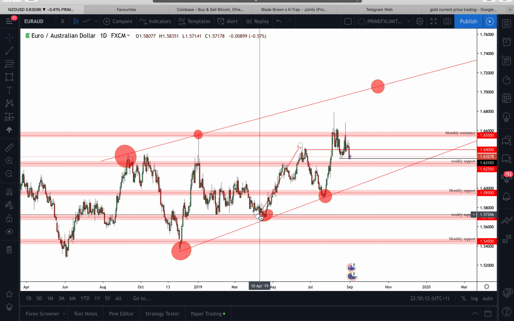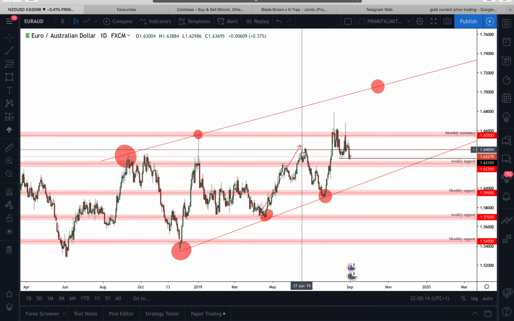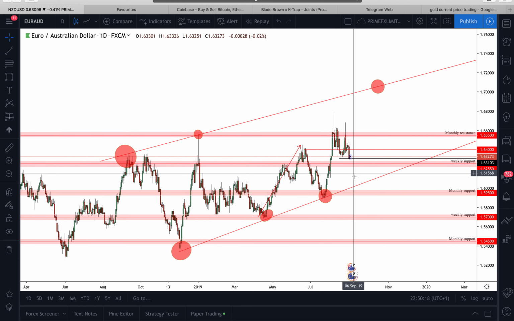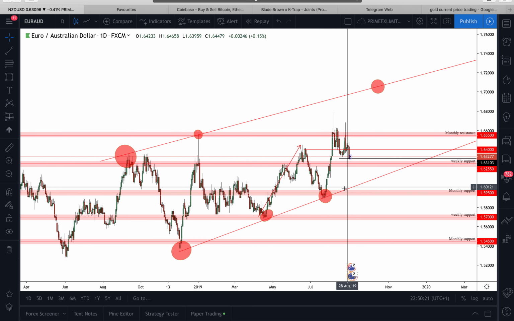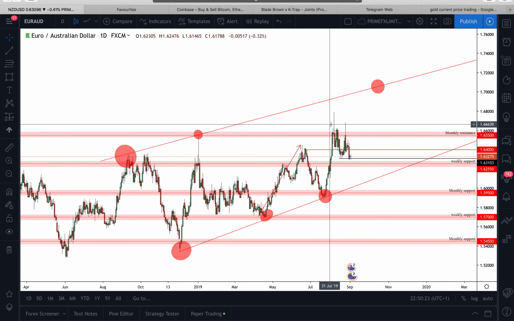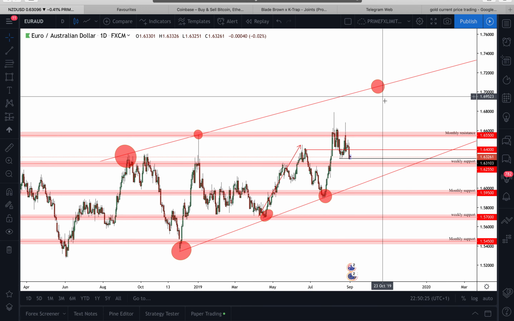A to B to C, D extension, A, B, C. Now we pulled back, D to this level. Can we get an extension back up here? Okay, so now can we turn this into A, B, C, D extension to this level?